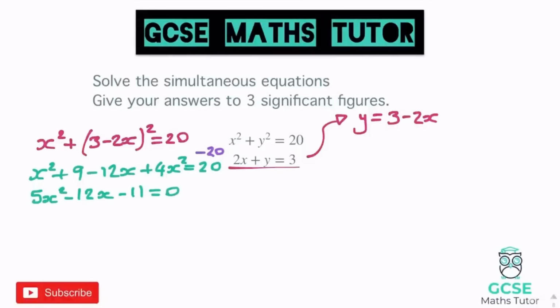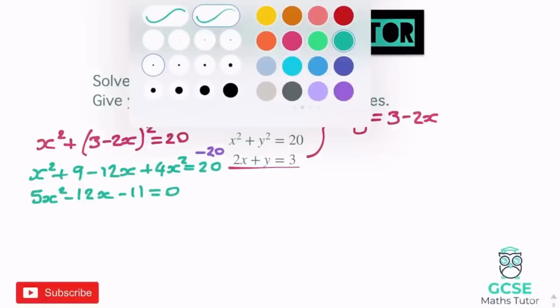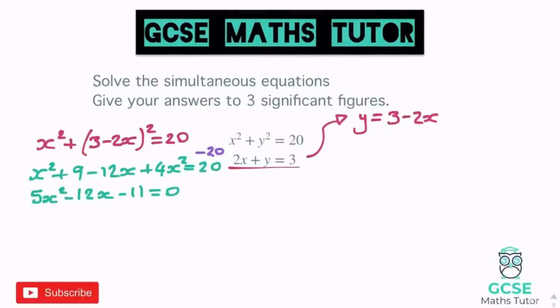Now you can see from that our factor pairs for 11 are only 1 and 11, and if one of them gets times by 5, we've got 5 and 11, or 55 and 1. Neither of those pairs are going to make negative 12 in the middle, so we're not going to have the option to factorise here. So we're going to have to use the quadratic formula.